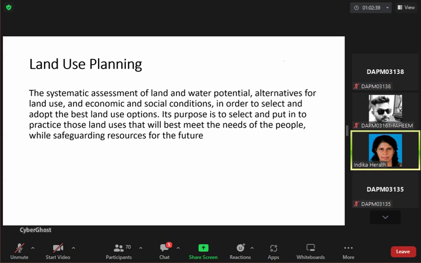Land use plan. That means the land has to be utilized for the best purpose.